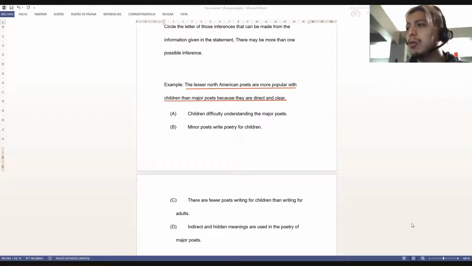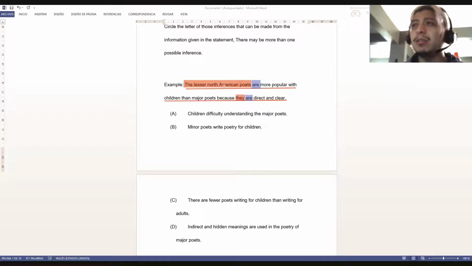So we have two clauses and we have two subjects. The first subject, the lesser North American poets, they are more popular with children than major poets because they, who is they? They is the lesser North American poets, okay? So because is our connector, we have two clauses. This is perfect. We have then two verbs. One verb is are, lesser North American poets are, and the other one is, again, are.